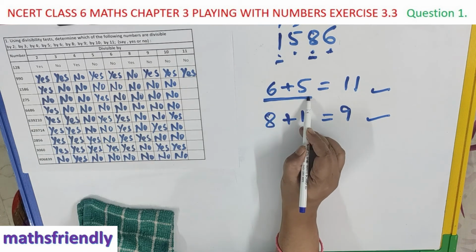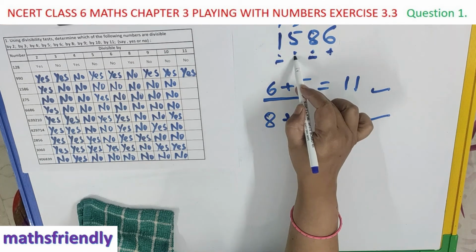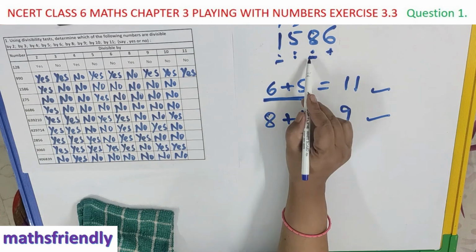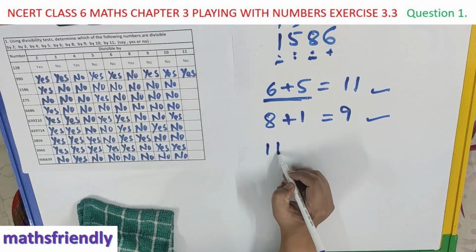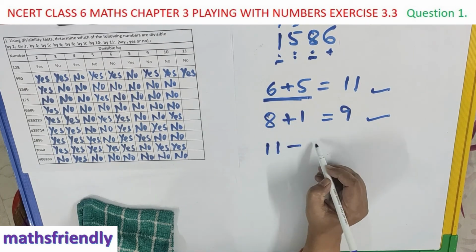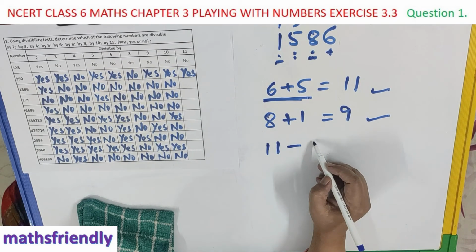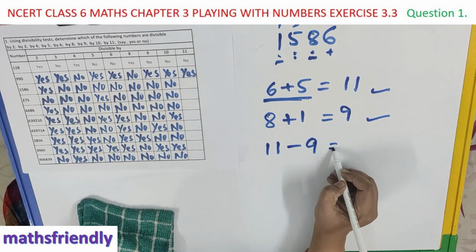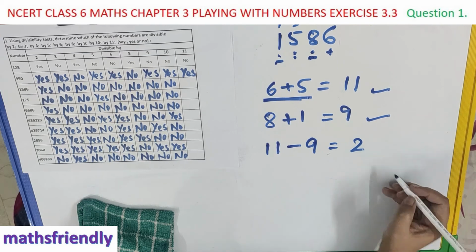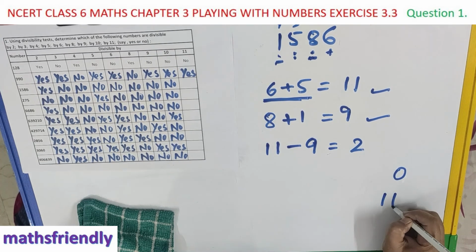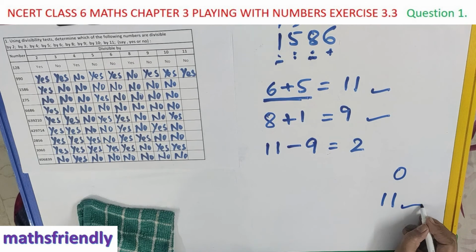This is the sum of the digits at odd places, these two are the odd places, okay, and these two are the even places. So now we have to find the difference of the sum of the digits at odd places and sum of the digits at even places. The difference is 2. The difference should be what? The difference should be either 0 or a multiple of 11.